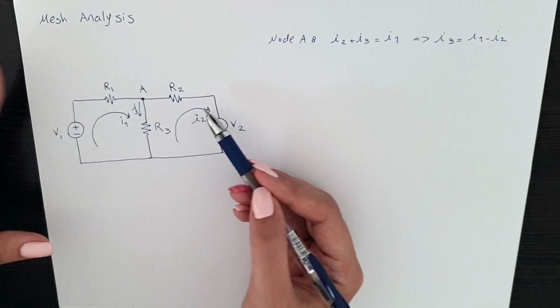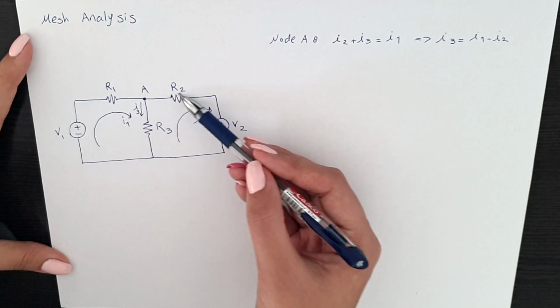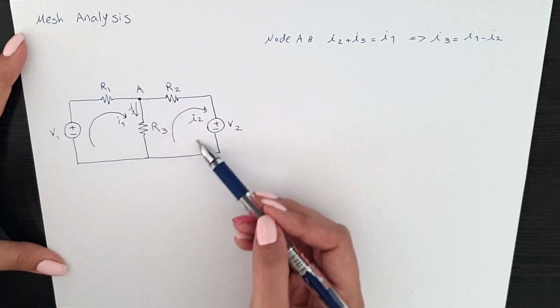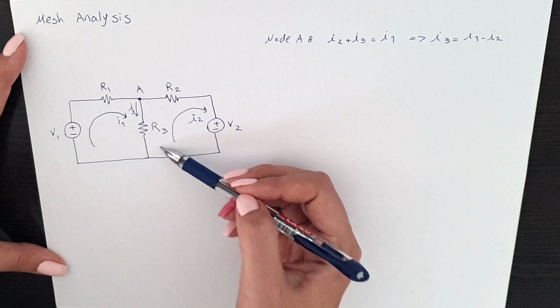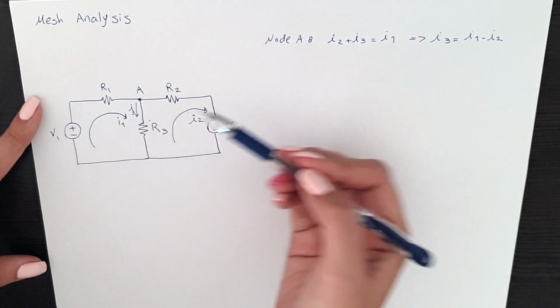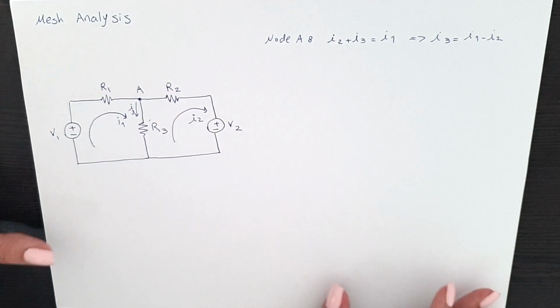But if we are in the second mesh and we're going through the mesh in the direction of I2, when we get here, this is in the opposite direction of where we're going. So it's gonna be minus I3, which is minus I1 plus I2. I'm gonna show you in a while.